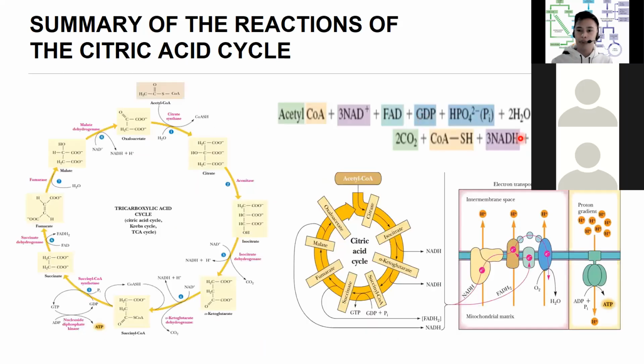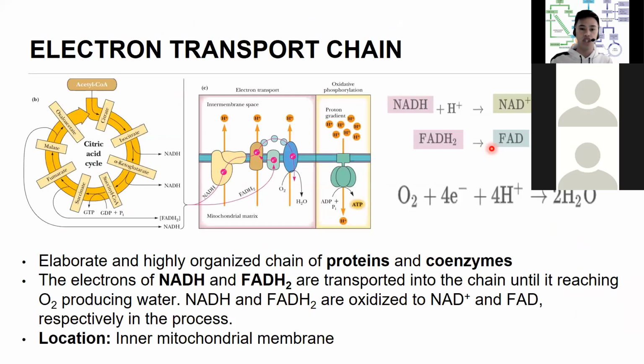Again, the important byproducts in the citric acid cycle that can proceed to stage 4 are your NADH and your FADH2. Because your NADH already contains highly energetic electrons. So they were able to gain electrons due to the oxidative reactions in the citric acid cycle. So the electrons in the NADH and the FADH2 will then proceed to what we call the electron transport chain.